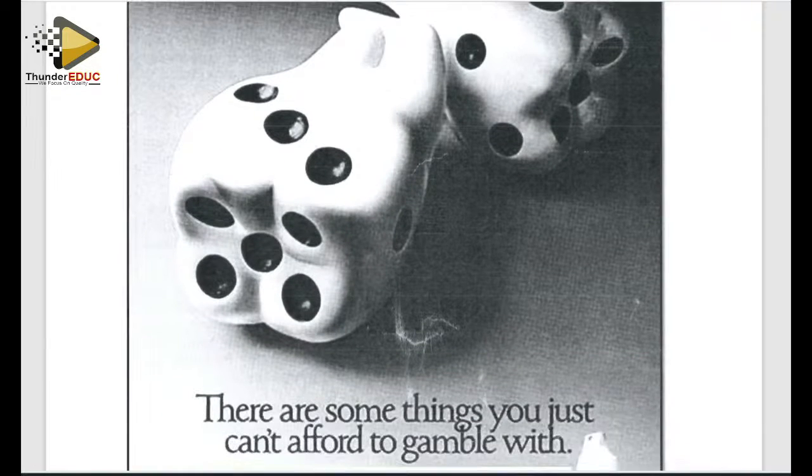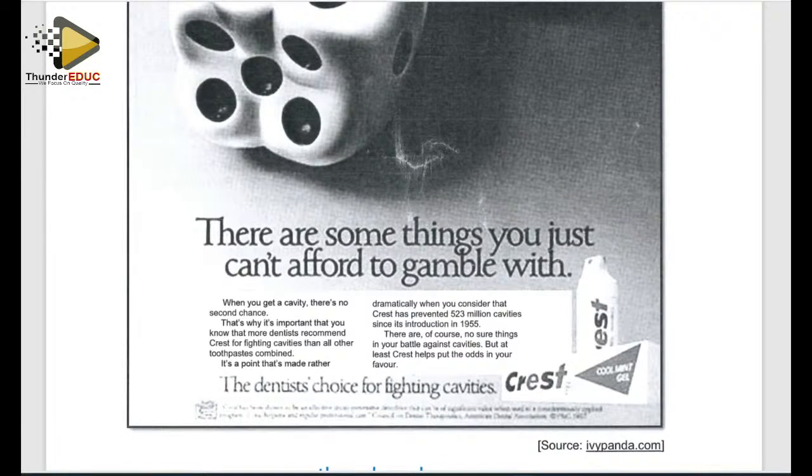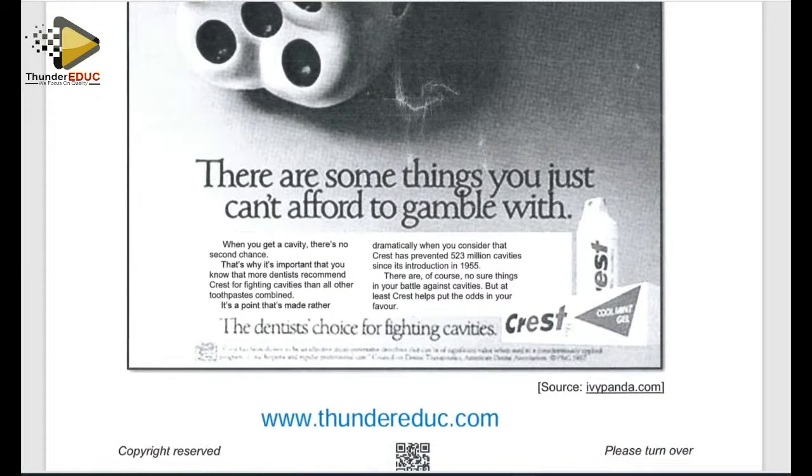There are some things you just can't afford to gamble with. When you get a cavity, there's no second chance. That's why it's important that you know that more dentists recommend Crest for fighting cavities than all other toothpaste combined. It's a point that's made rather dramatically when you consider that Crest has prevented 523 million cavities since its introduction in 1955. There are, of course, no sure things in your battle against cavities, but at least Crest helps put the odds in your favor.